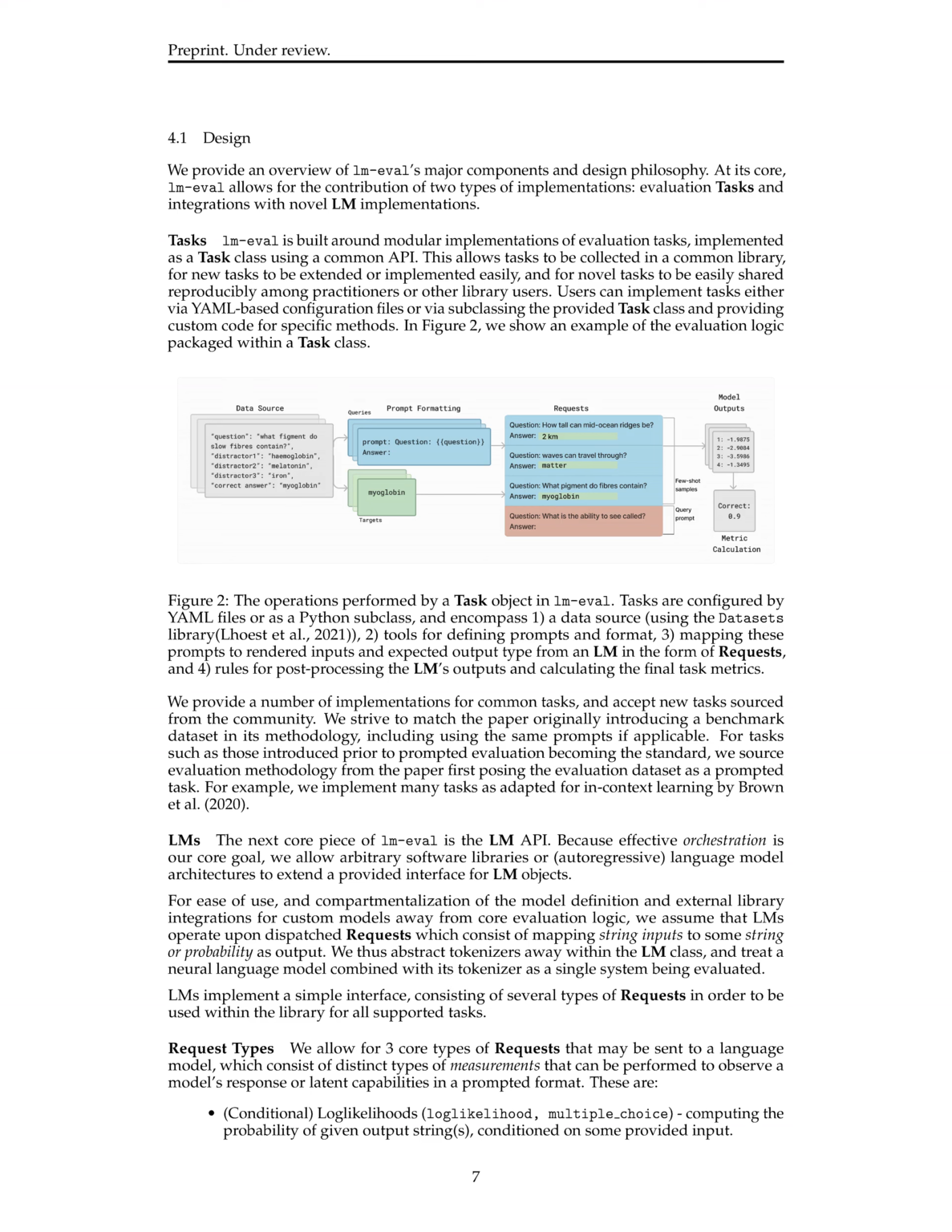The LM API allows for arbitrary software libraries or language model architectures to extend a provided interface for LM objects. It abstracts tokenizers within the LM class and treats the neural language model combined with its tokenizer as a single system being evaluated. The LM API supports three core types of requests: conditional log likelihoods, perplexities, and generation, enabling the evaluation of language models in various ways.